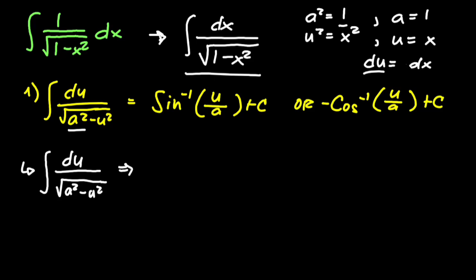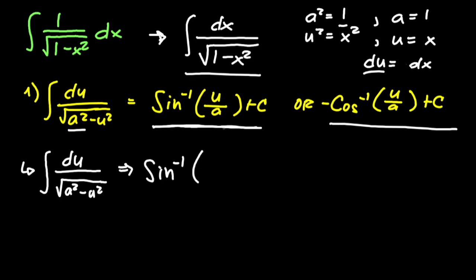And now that we have assigned all our values, let us move on to answering this. You can use this answer or this answer. But let us stick with the arcsin first. So it would be equal to arcsin multiplied by u. The u value here is x, over a value here, which is still 1. So it would be x over 1 plus c.